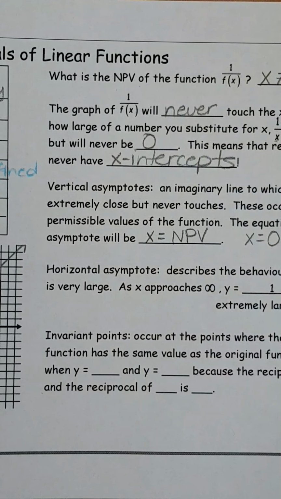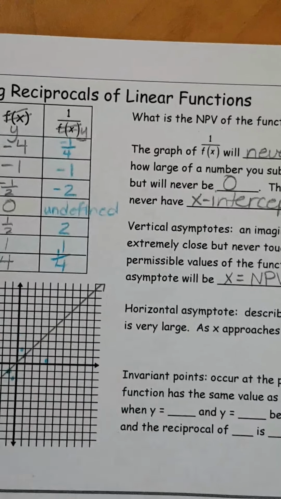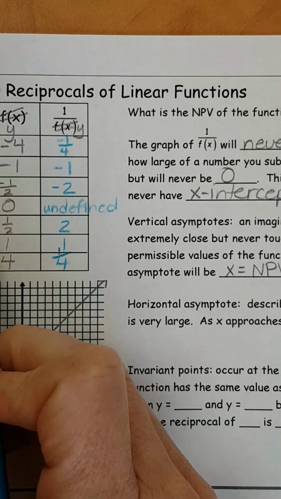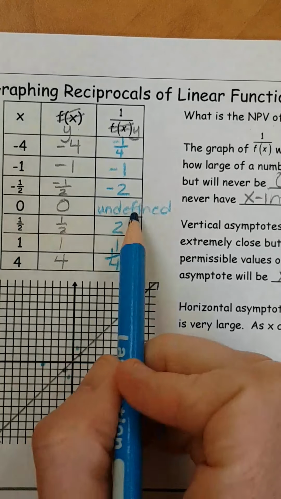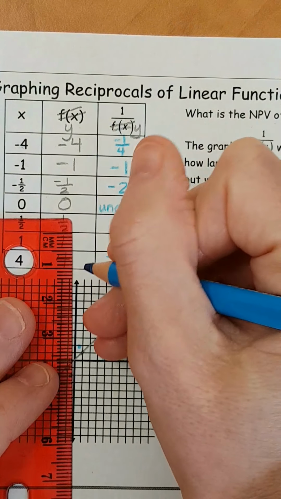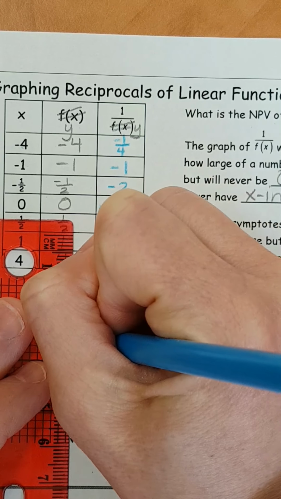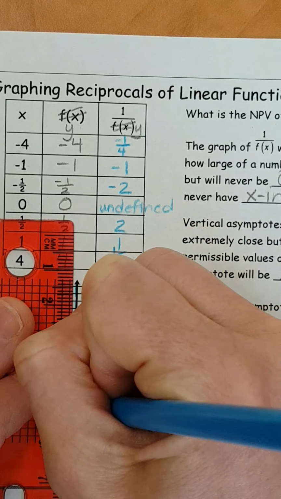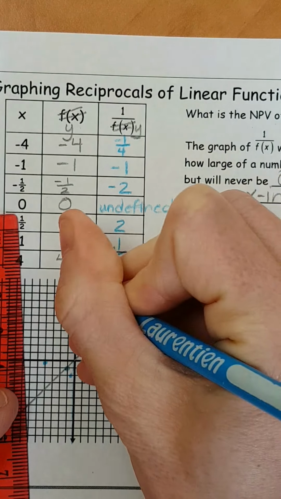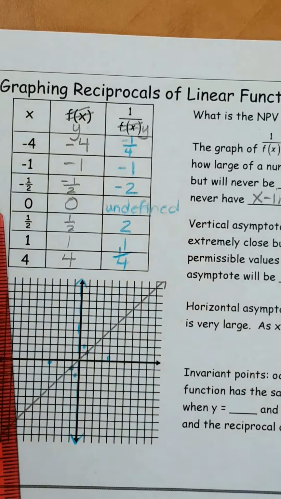So now what I'm going to do is I'm just going to go back. Here's where x equals 0, undefined. And so what we have to do is draw a dotted line. I'm trying to draw it just off so that you can see it. I don't know if that worked very well, but anyway, okay.